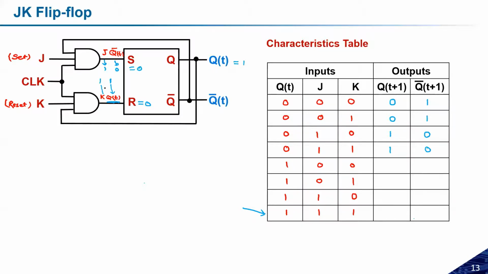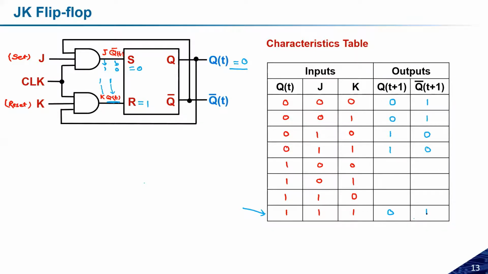K and Qt are 1 and 1. What does it mean? 1 and 1 will give you R equal to 1. So if R is equal to 1, what does it mean? The output Qt is going to be reset to 0, so I will get 0, and by default the Qt complement is the opposite, so that will be 1.